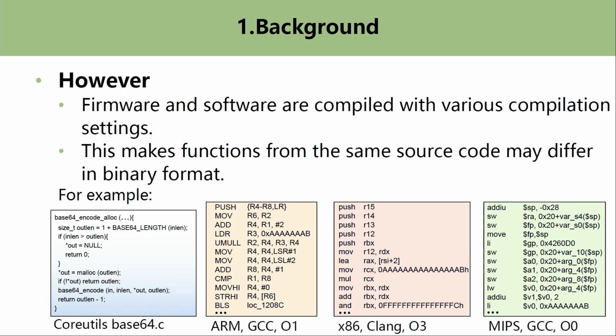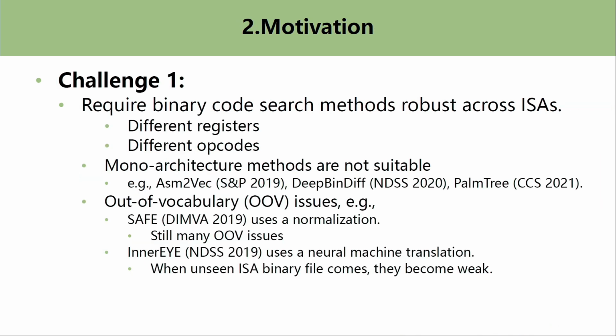However, firmware and software are compiled with various compilation settings, which makes functions from the same source code differ in binary format. For example, here is a code segment. Compiled with different compilation settings, there are significant differences in the binary codes. This brings tough challenges to binary code search. Challenge 1 is that seeking vulnerabilities in IoT firmware requires methods robust across architectures.